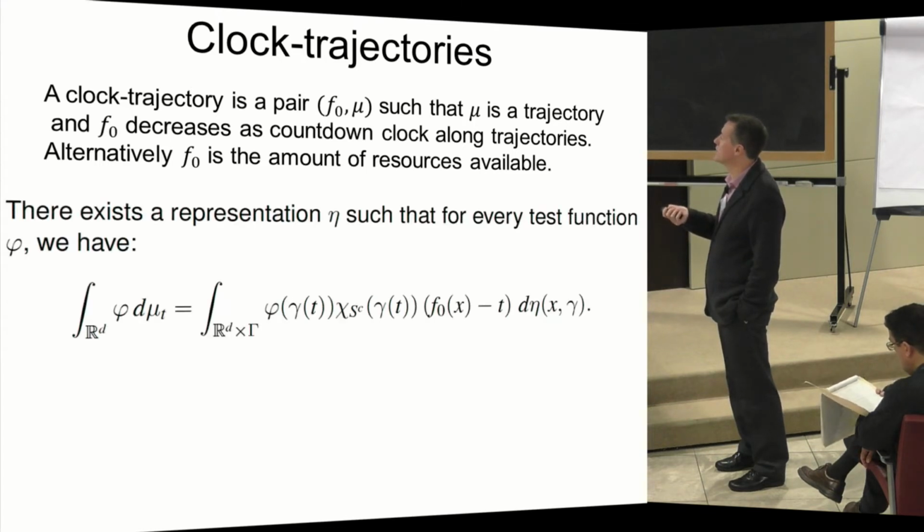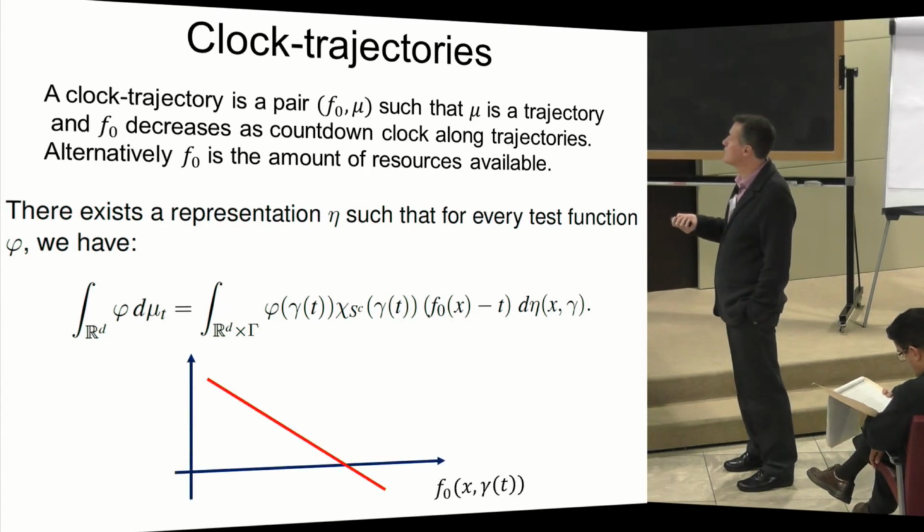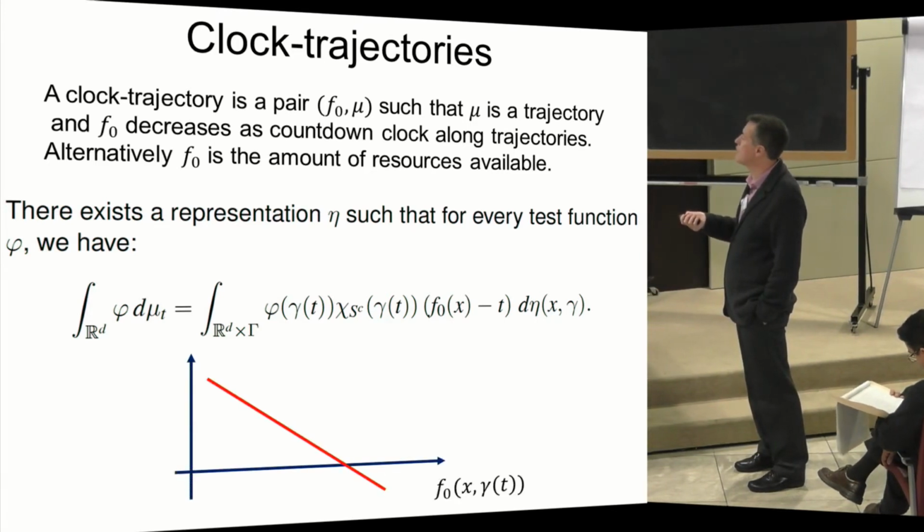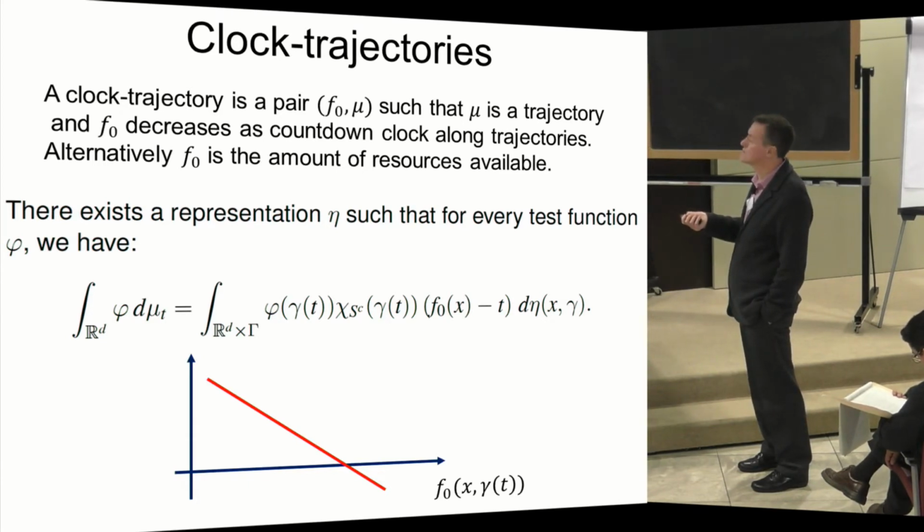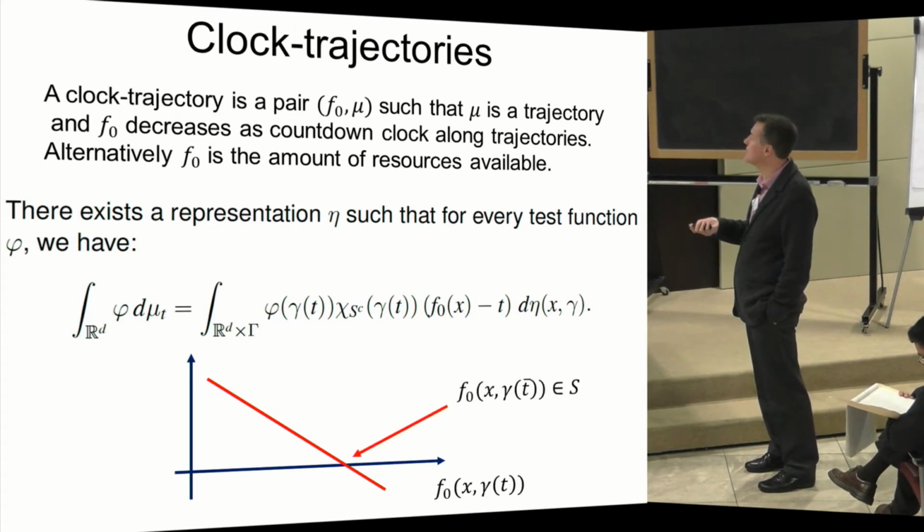So this clock works in the following way. If you have a representation eta, you see what we are saying here. Phi is a test function. This is the indicator of the complement of the target. So it means that you are still active in your clock as long as you don't reach the target. And this term is telling you that your clock is just going down linearly. So in other words, it is the following: if you fix one trajectory in your representation and you look at this f0, this is going down along time.